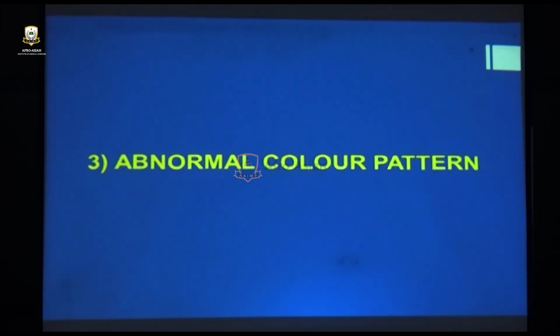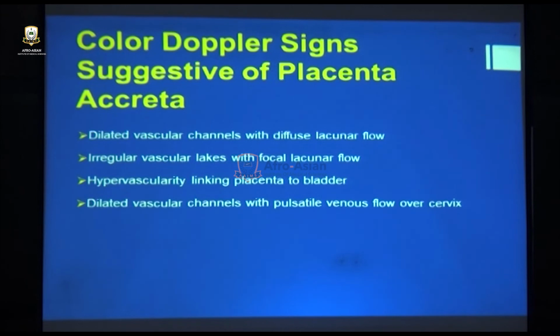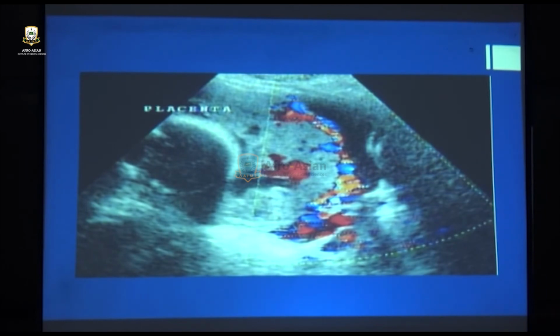Next, abnormal color pattern. Color Doppler signs suggestive of placenta accreta are dilated vascular channels with diffuse lacunar flow, as we talked, irregular vascular lakes with focal lacunar flow, hypervascularity linking placenta to bladder. We'll see in coming slides. That's another good sign to diagnose placenta accreta or increta. And of course, dilated vascular channels with pulsatile venous flow over cervix. This is one example. We just had a look at lacunae. We just saw in the center there are lacunae.